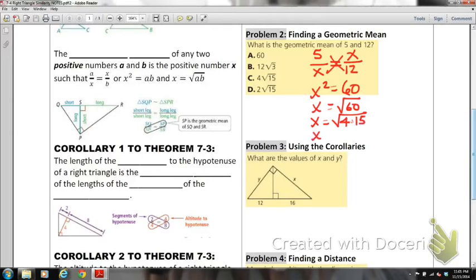I can take the square root of the 4 out of the radical as 2, because the square root of 4 is 2. Leave the 15 under the radical, and that's my simplified radical form.